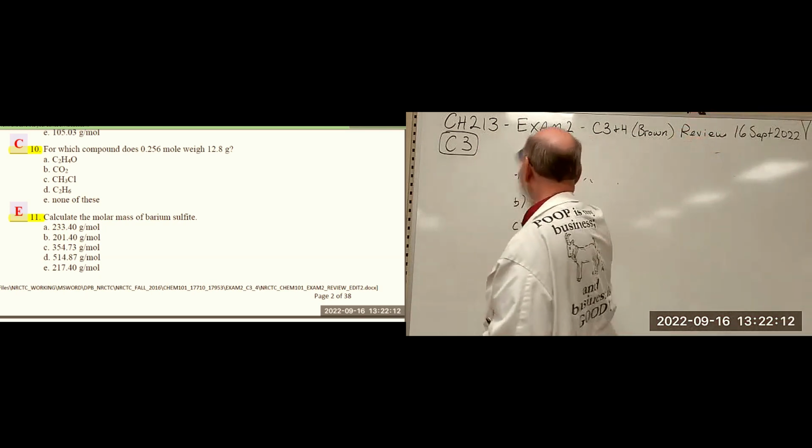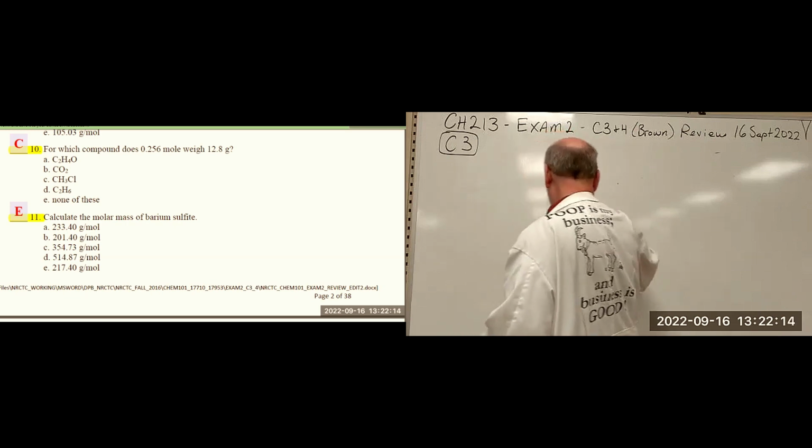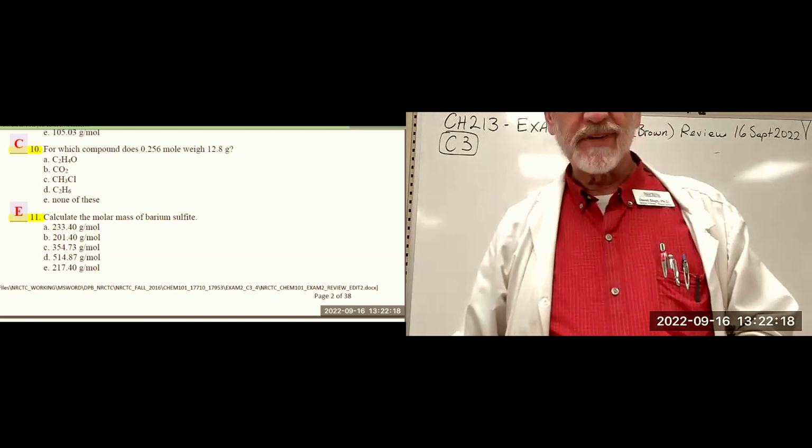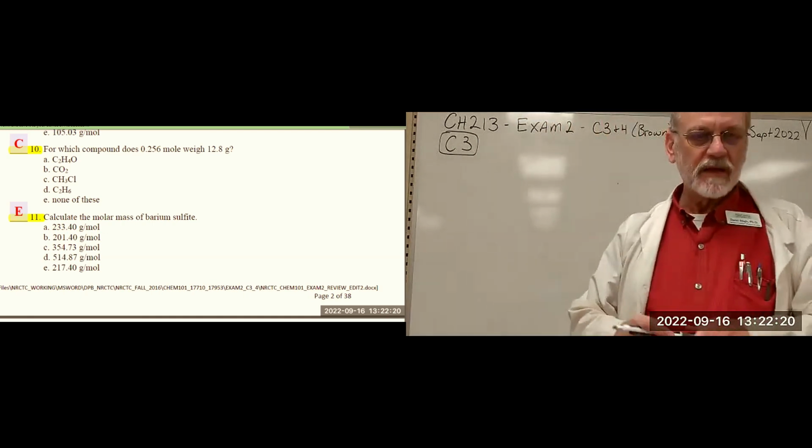I'm trying to save time without losing focus on problems that we really need to do.